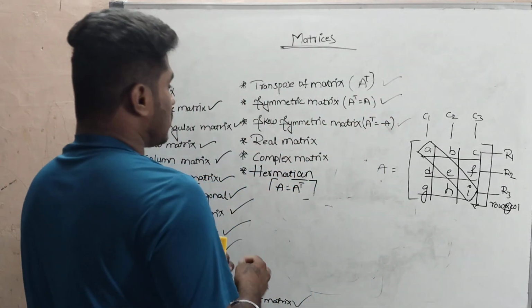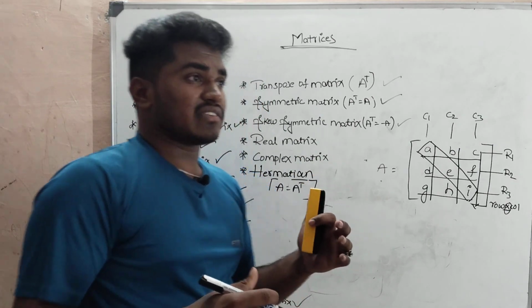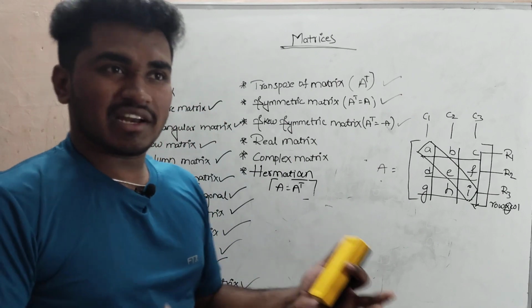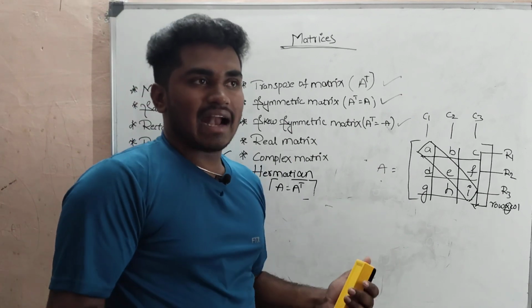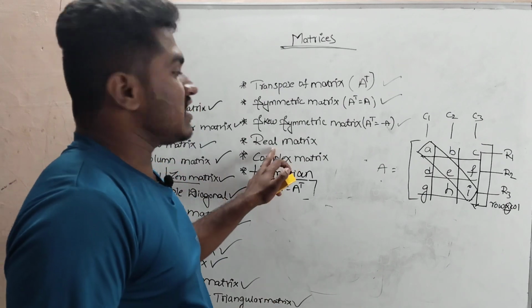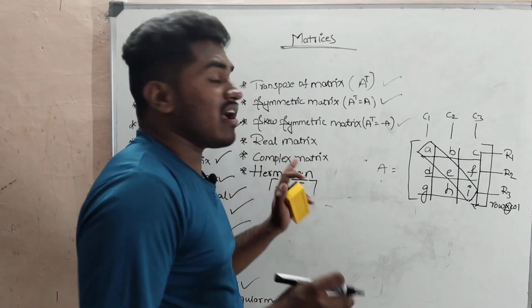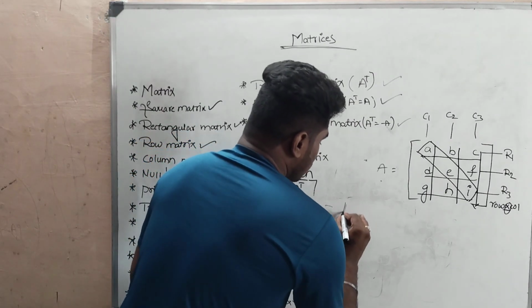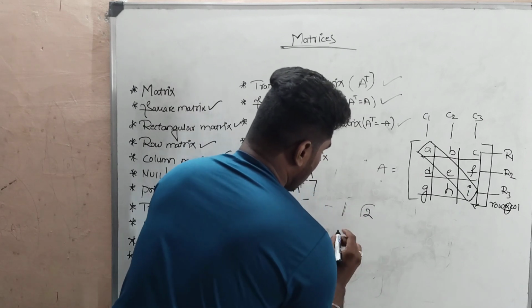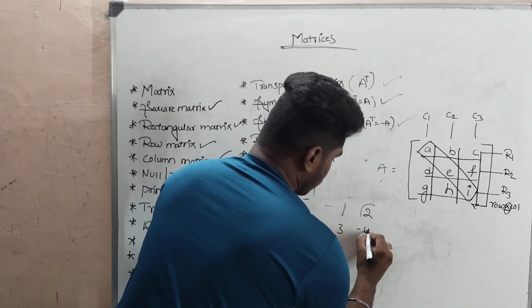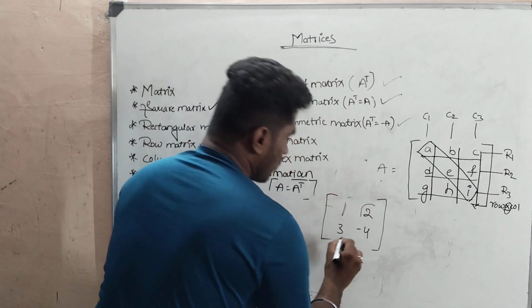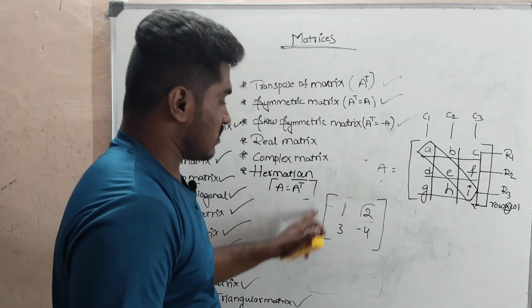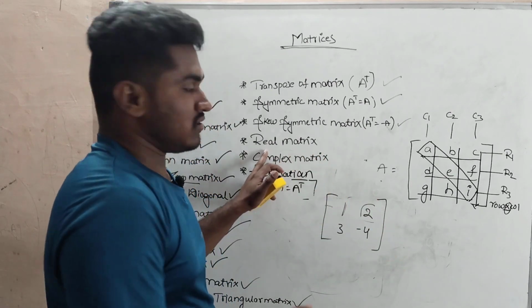Now we'll discuss the real matrix. So what is a real matrix? Here, a real matrix consists of all real numbers. Okay, so if in a matrix all the elements are real numbers, in that sense that particular matrix is said to be a real matrix. Okay, so I'll write one example: 1, √2 and 3, -4. So here √2 is a real number. So that's why this particular matrix is said to be a real matrix.